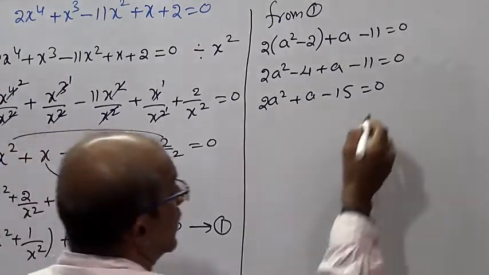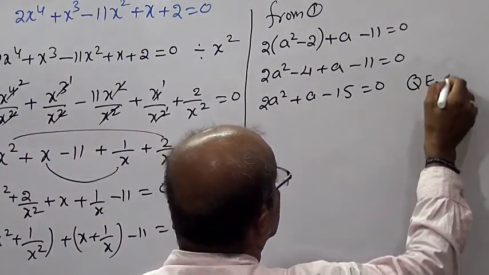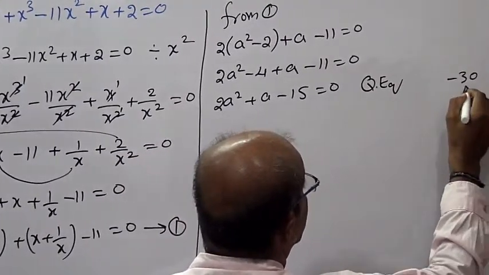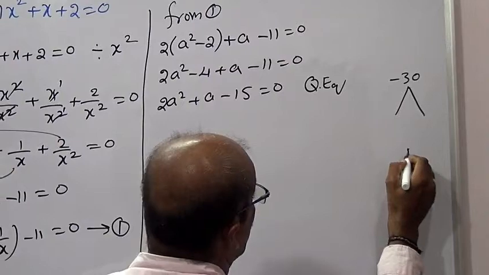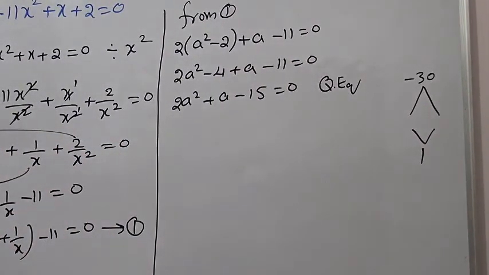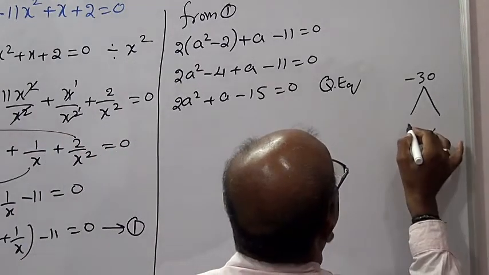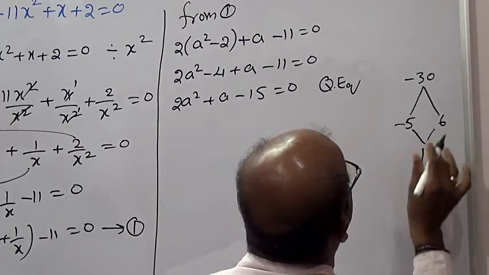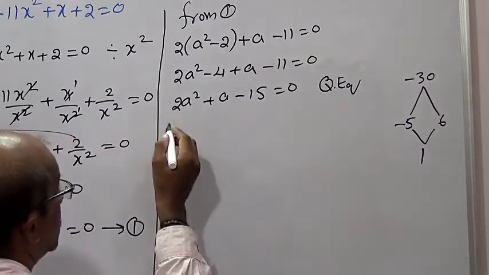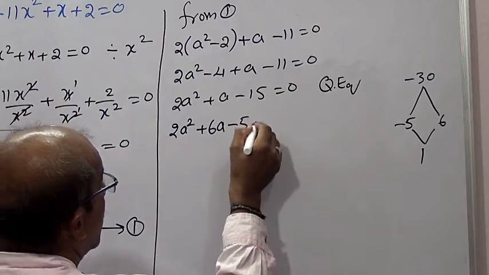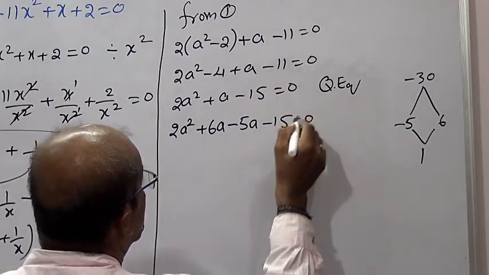So now it is a quadratic equation. The factors are 2 into 15, minus 30. The middle term is 1. Now the factors of minus 30: 5 sixes are 30, so 5 and 6, minus 5 plus 6. So 2a square plus 6a minus 5a minus 15 equal to 0.